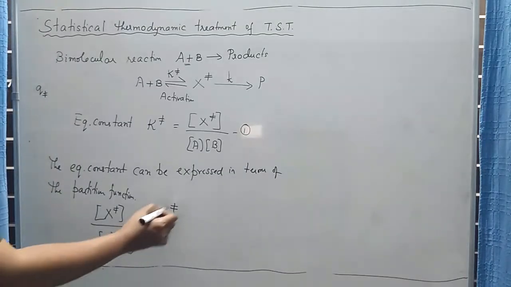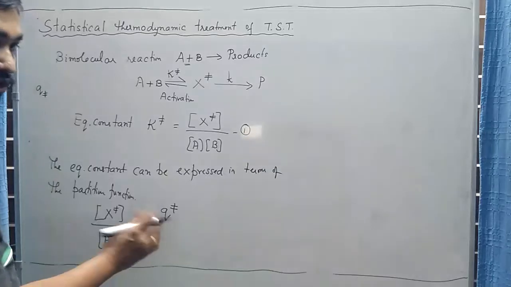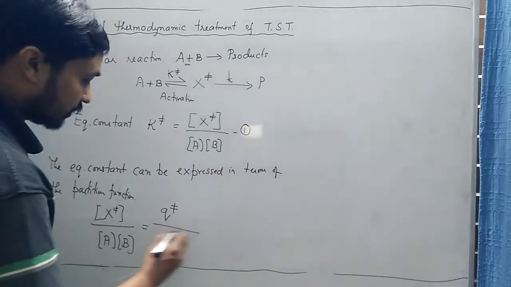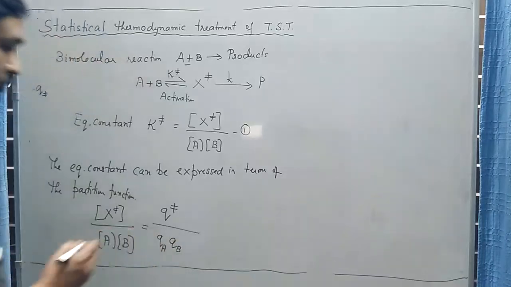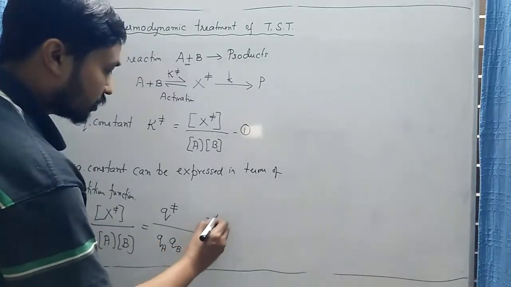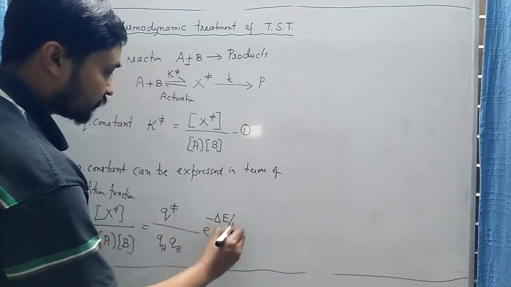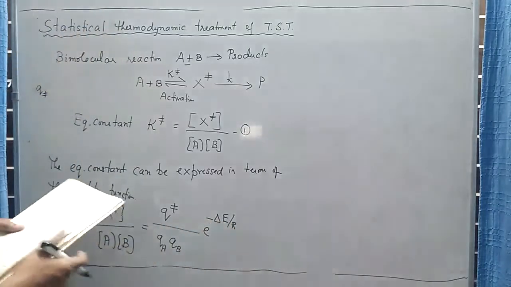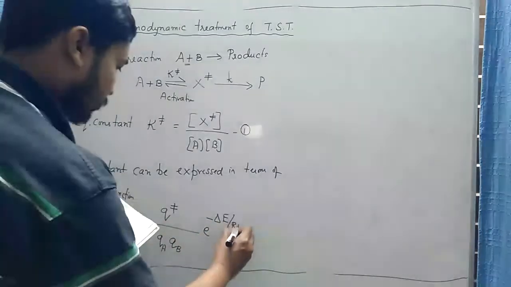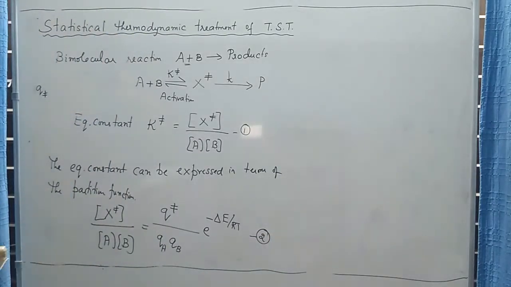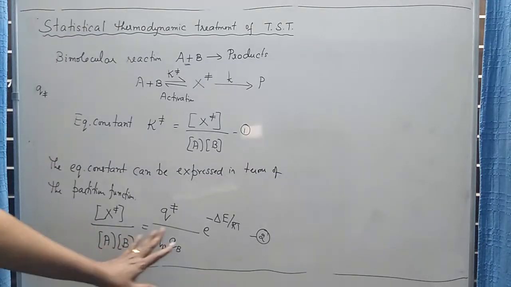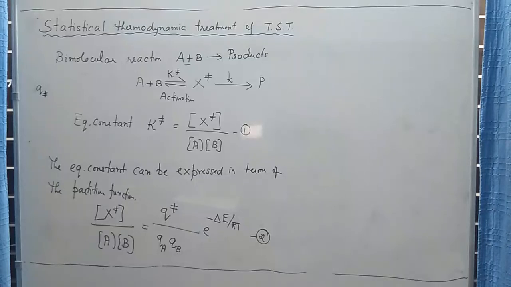So it is Q dagger, the overall partition function of the activated complex, divided by the partition function of reactant A into the partition function of reactant B, into e to the power minus delta E divided by RT. Let us take it as equation number 2. Where did we get this equation from? We got it from statistical thermodynamic treatment, where the equilibrium constant is given by this expression.